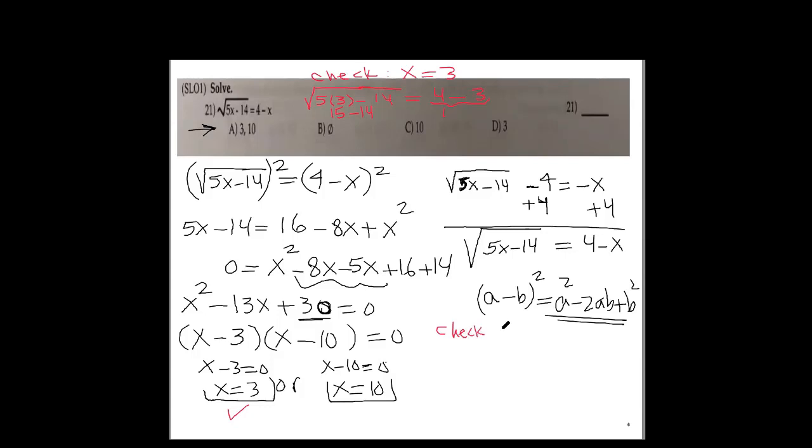Let's also check x is equal to 10. So you would substitute 10 for each x and see if it's going to add up to what we have on the right hand side, 4 minus 10. So 4 minus 10, you get negative 6 here. And this gives me 5 times 10, which is 50, minus 14. So you get 50 minus 14, that will give you 36. Square root of 36 is 6. So it looks like it shows 6 is equal to negative 6, so that doesn't check out. So 10 is not a solution, but 3 is. So it looks like for this particular example, D would be the correct choice.